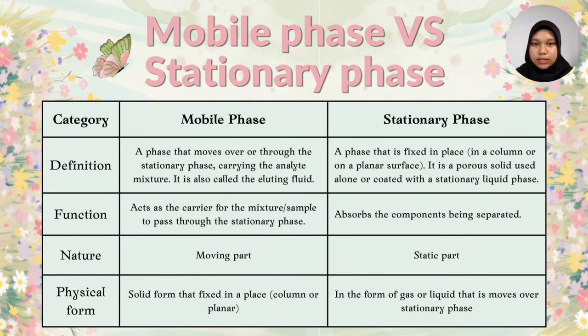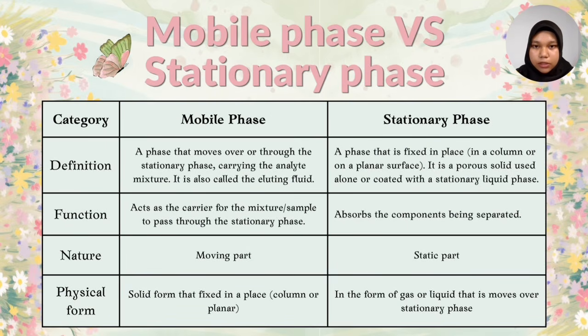In contrast, the stationary phase is a phase that is fixed in place in a column or on a planar surface. It is a porous solid used alone or coated with a stationary liquid phase. Its function is to absorb the components being separated, so it is known as the static part. In this experiment, the stationary phase is in the form of gas or liquid that moves over the stationary phase.